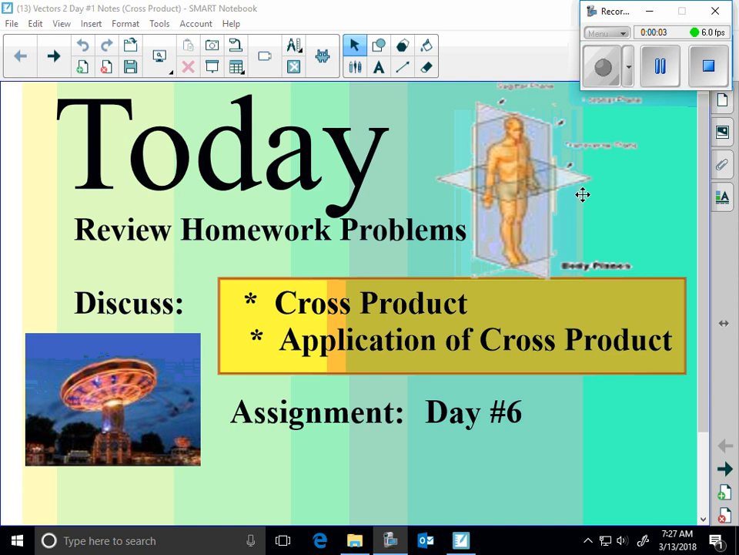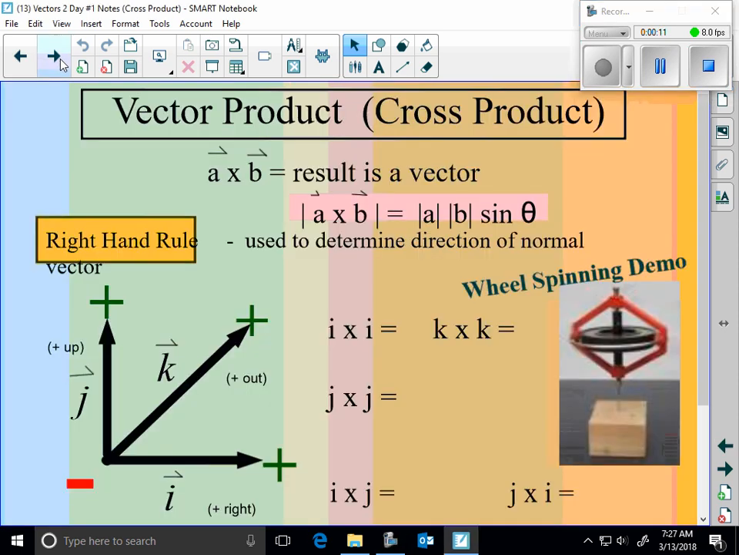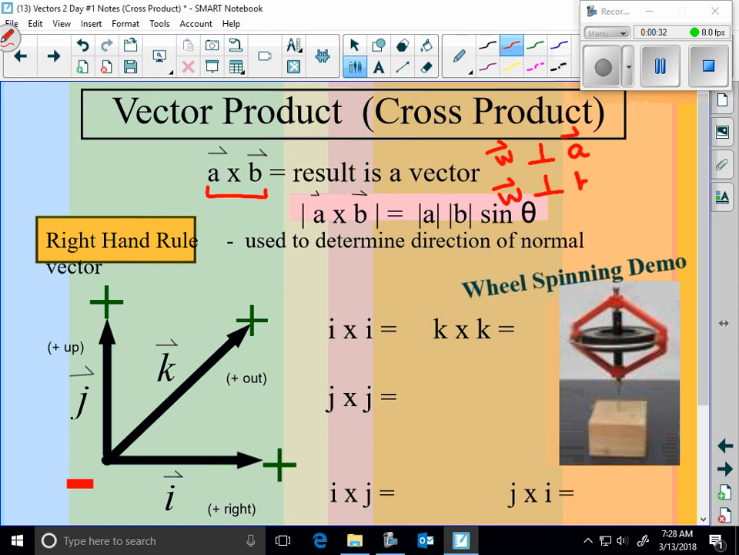Okay, good morning. This is Vectors Part 2, day number 1 on the cross product and the application of the cross product. First of all, this right here is called the cross product, and the result is a vector. And that vector, let's call it W, the resulting vector is going to be perpendicular to A, and it will also be perpendicular to B.